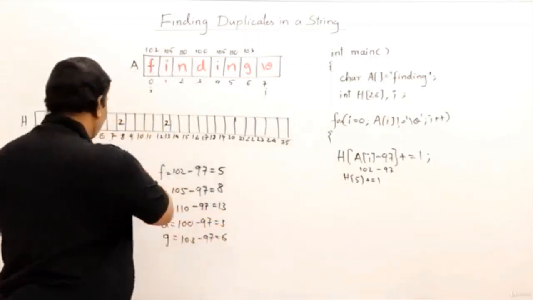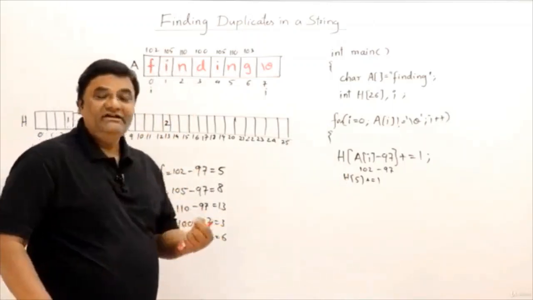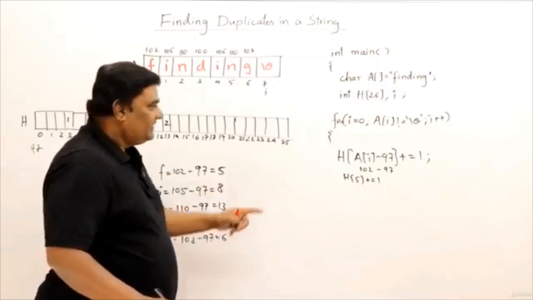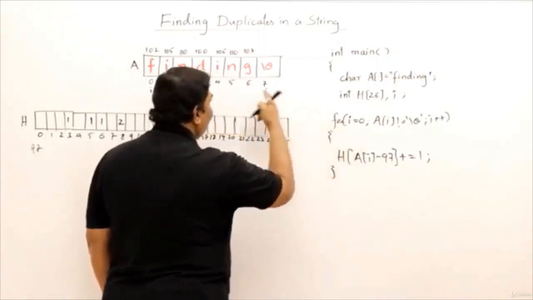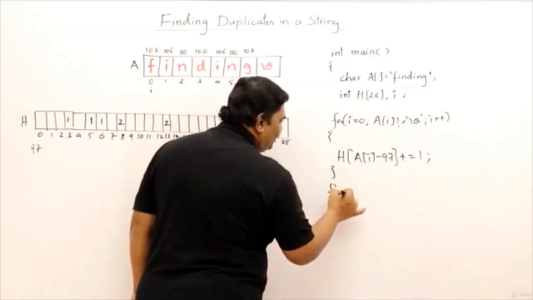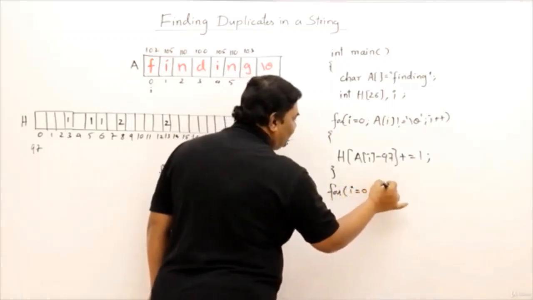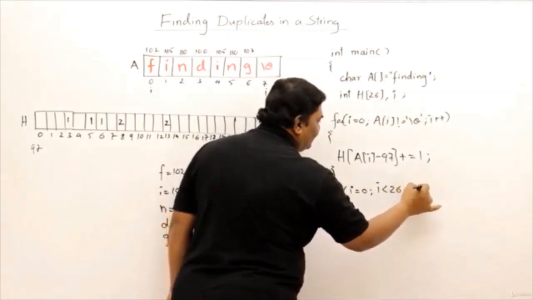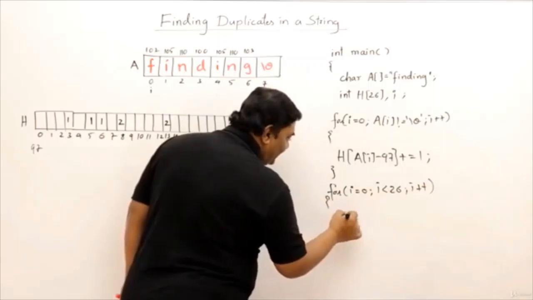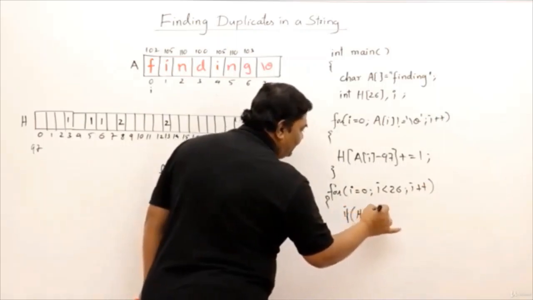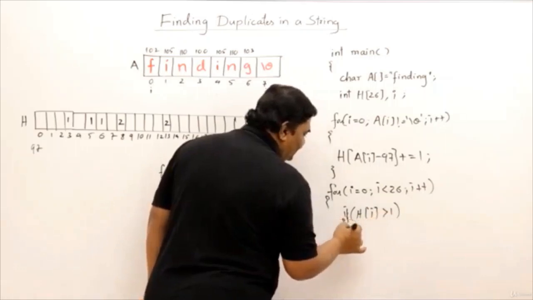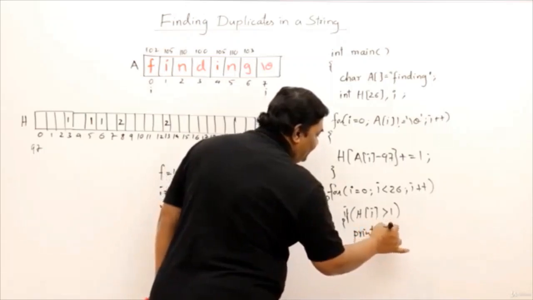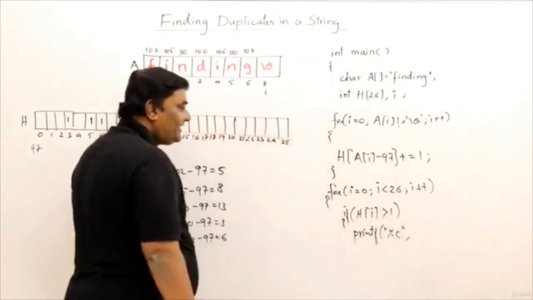Next, I should scan through this hash array and find out if any value is more than 1. If it is more than 1, then the alphabet is repeating. So I'll continue writing. This is the end of the string. We have scanned through the string. Now we have to scan through the hash table. The hash table starts from 0 and ends at 25, so less than 26 I can write here. Then i plus plus. Then what I have to do is, if at any place H of i is greater than 1, it means there are more than one occurrences of an alphabet. So which alphabet? I will print it with printf, percent C. I have to print the alphabet.